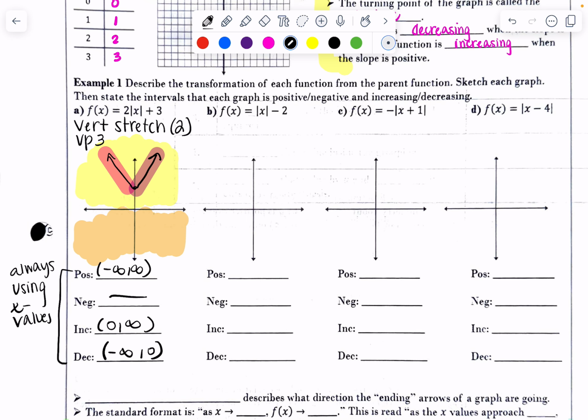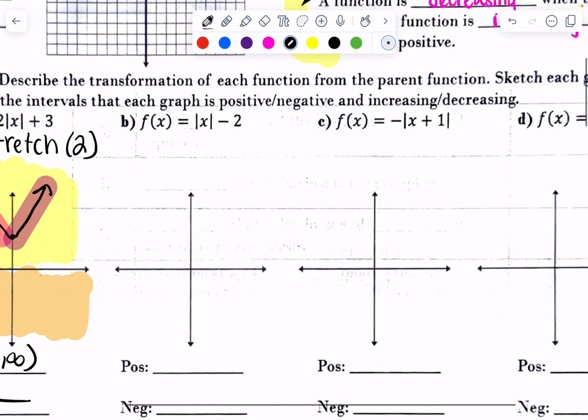All right, let's look at B. B, we have the transformation of down 2 this time. So we're going to be shifting down. And so I want you to take a minute. I'm not able to pull up my graphing calculator here, but plug this function into your graphing calculator and tell me at what points we cross the x-axis.